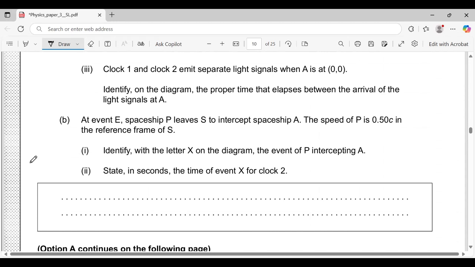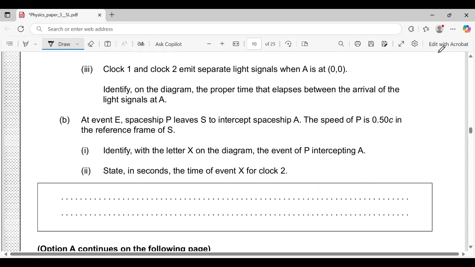At event E, spaceship P leaves S to intercept spaceship A. The speed of P is 0.50c in the reference frame of S. Identify with the letter X on the diagram the event of P intercepting A.